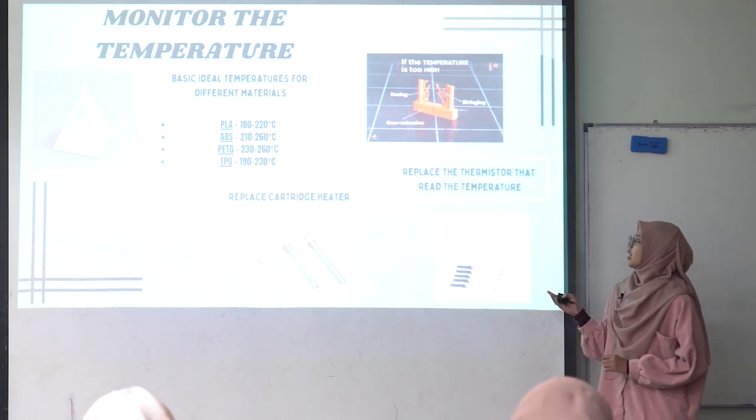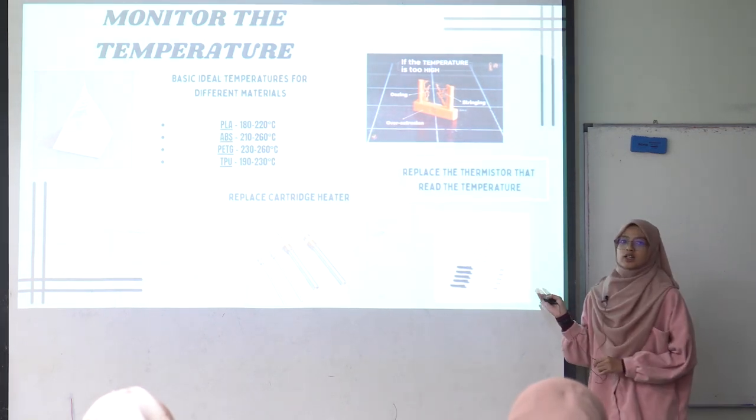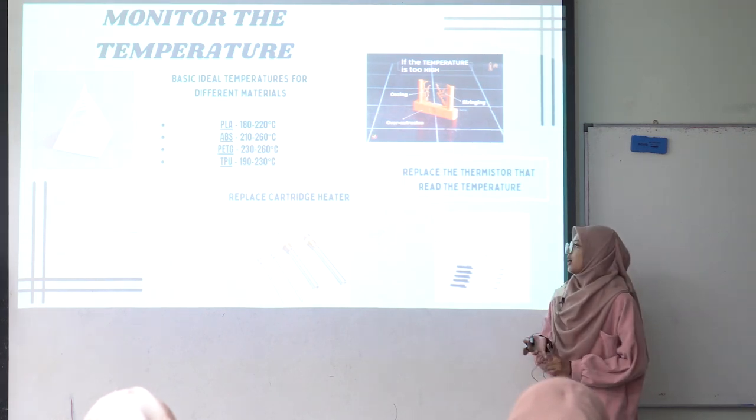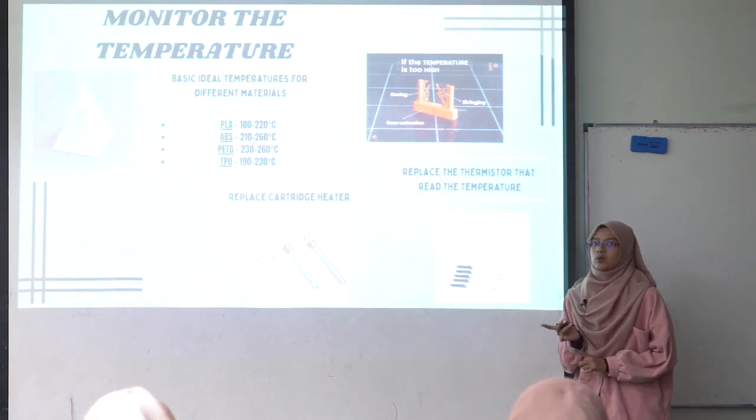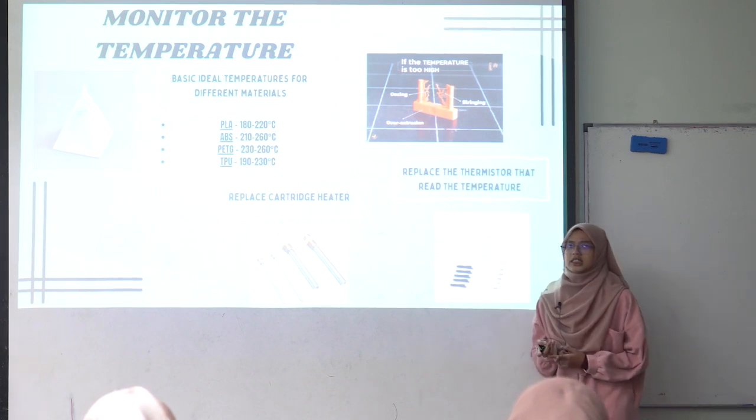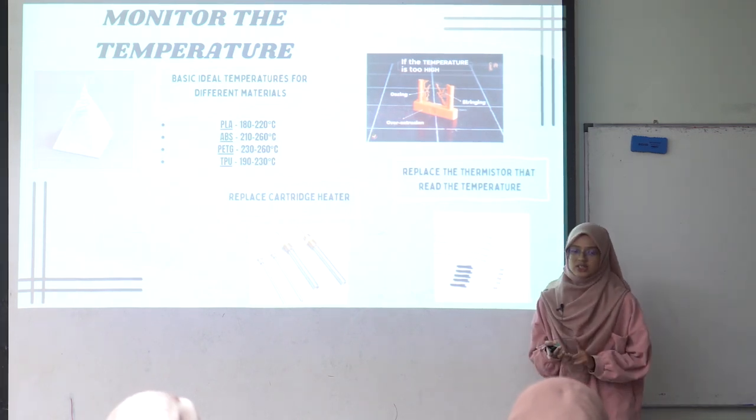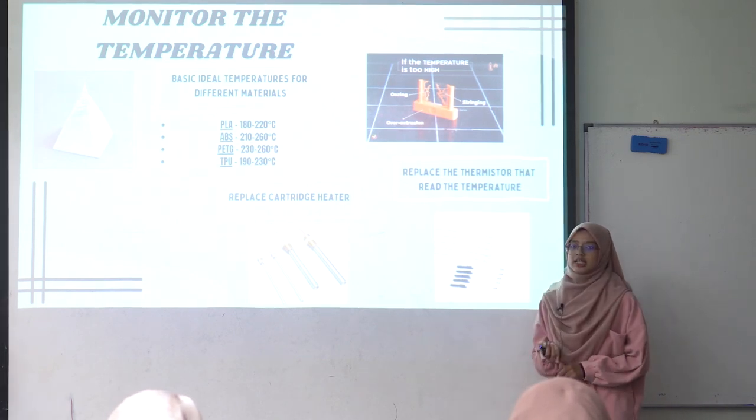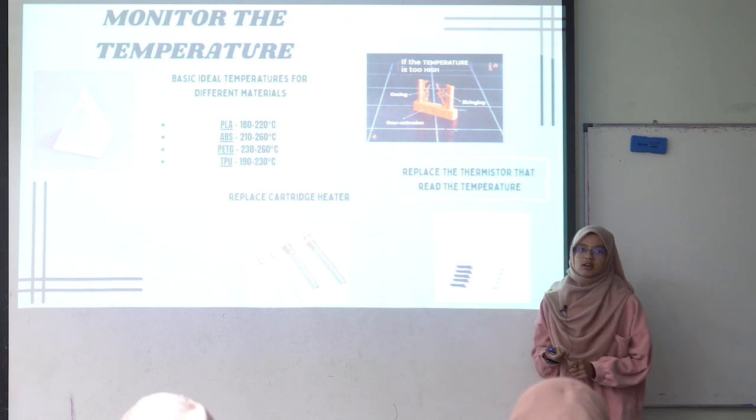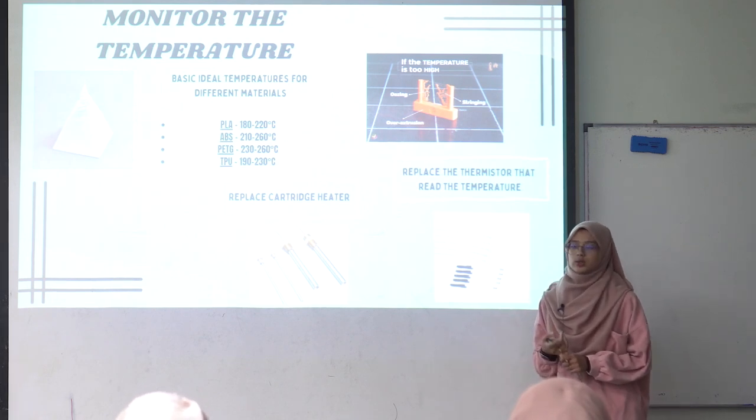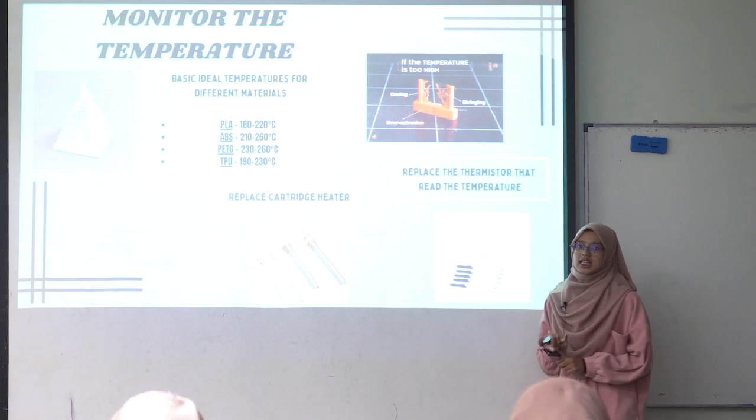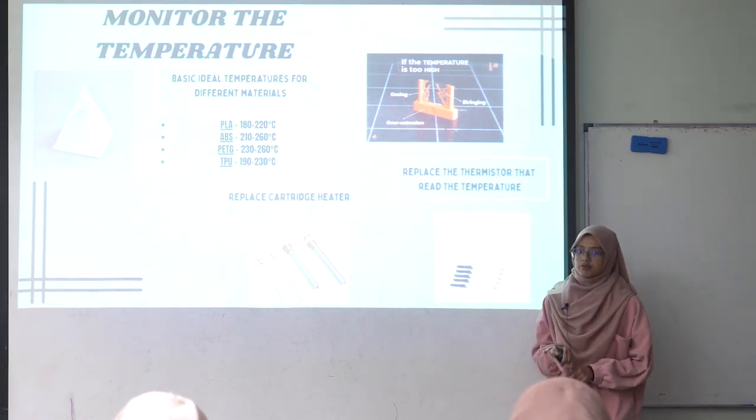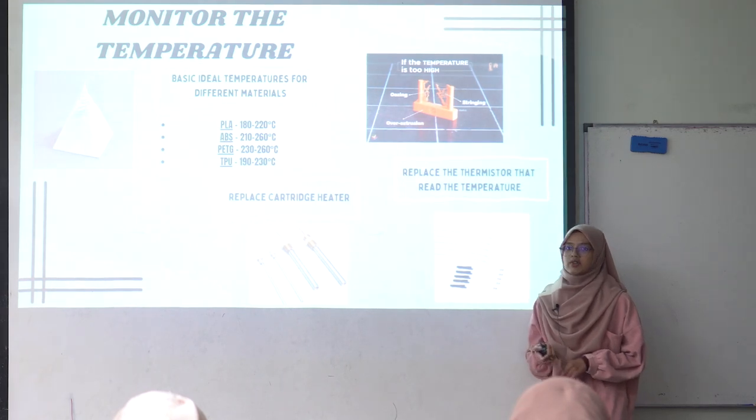Next, a thermistor. A thermistor is a component in your printer that specifically reads the temperature. If it doesn't work well, it can read the temperature wrong. So one way to check whether the thermistor is working fine is by using a hot glue gun or hair dryer to blast hot air at the hot end. If you can see the temperature rise on the control panel, then it may be working fine, so you don't have to change it with a new one.